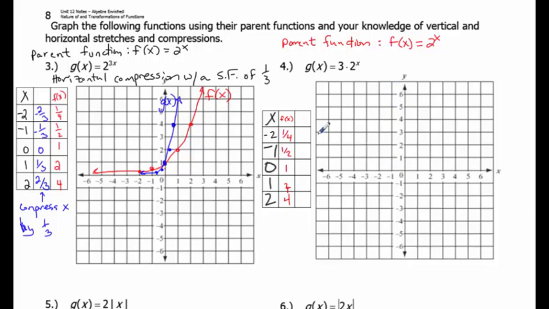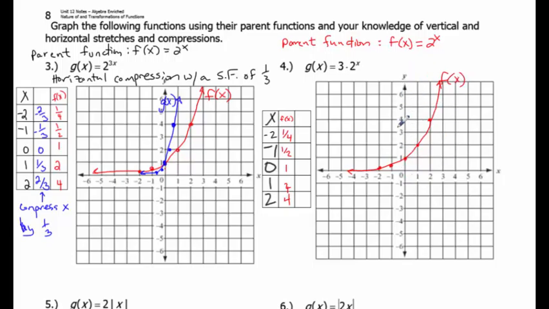What I'm going to do is plot these points: at -2, 1/4; -1, 1/2; 0, 1; 1, 2; and 2, 4. And as before, connect those with a smooth curve. That is f of x.